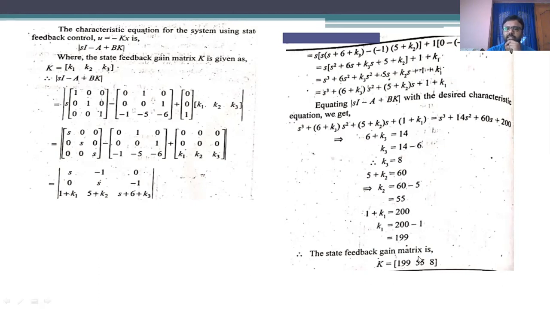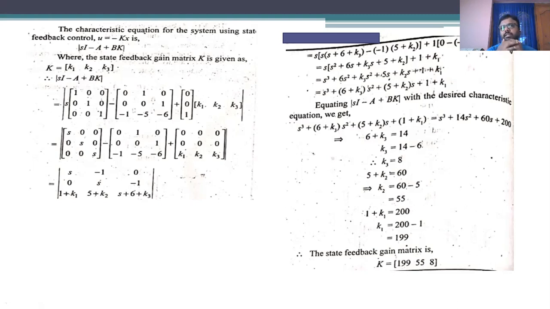Therefore, finally, the state feedback gain matrix K is equal to 199, 55 and 8. Okay. So this is the problem in which the state feedback gain matrix is calculated using method 2.